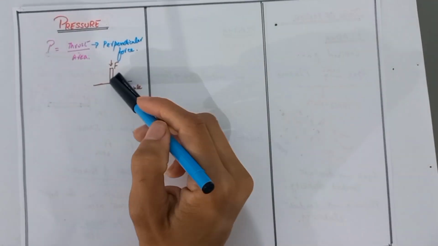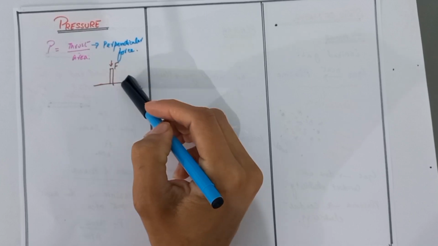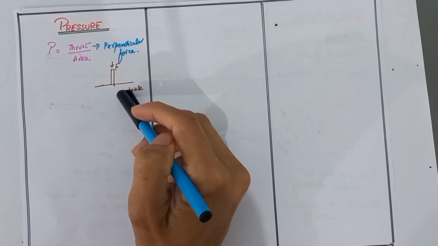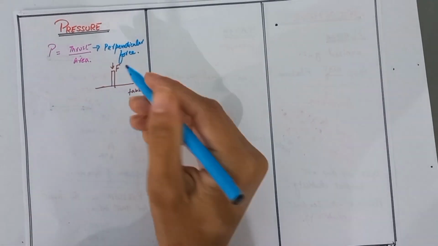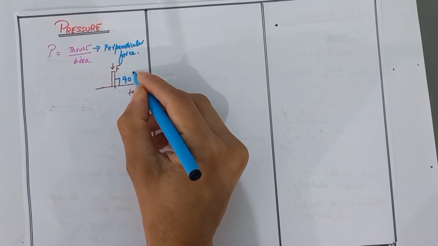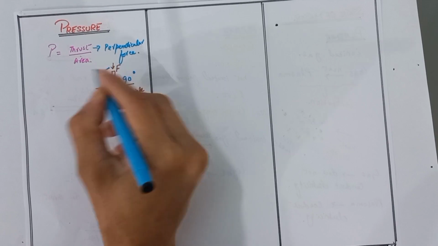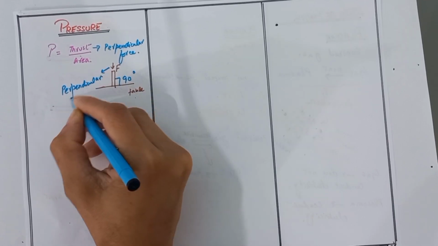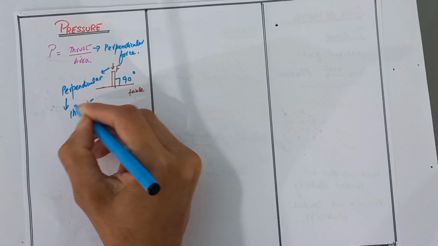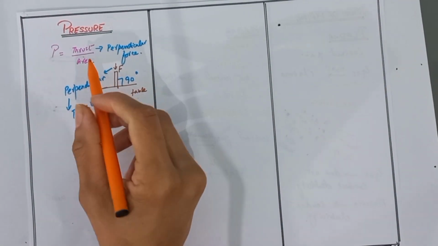So now the question arises, is the force perpendicular or not? Is it perpendicular to the table? What do you guys think? So you can see in the picture clearly the angle is 90 degrees. So the force is perpendicular. So this force is basically a thrust, right? So now we understand what is the thrust.